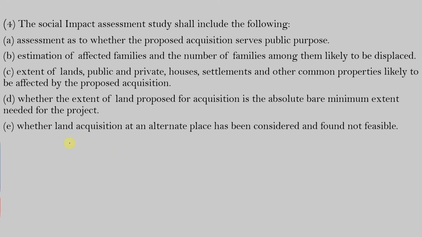And the next clause is whether land acquisition at an alternate place has been considered and found not feasible. So the government shall consider all other possible alternative locations for taking up the project and acquiring the land, and from all those locations it shall select a place in which there is less displacement and less effect of the acquisition for initiating the project.